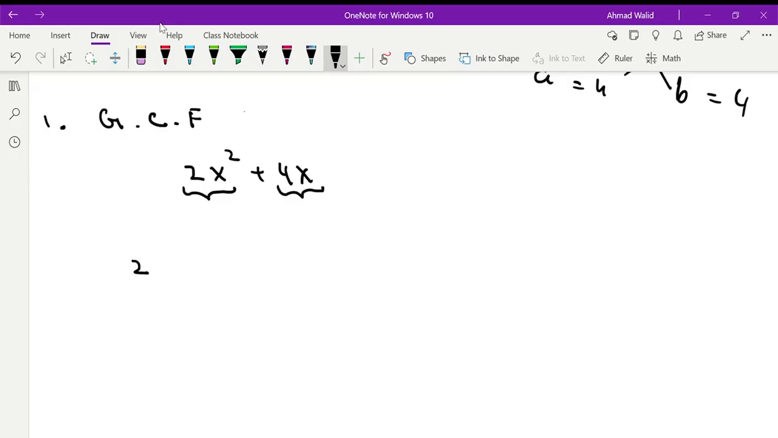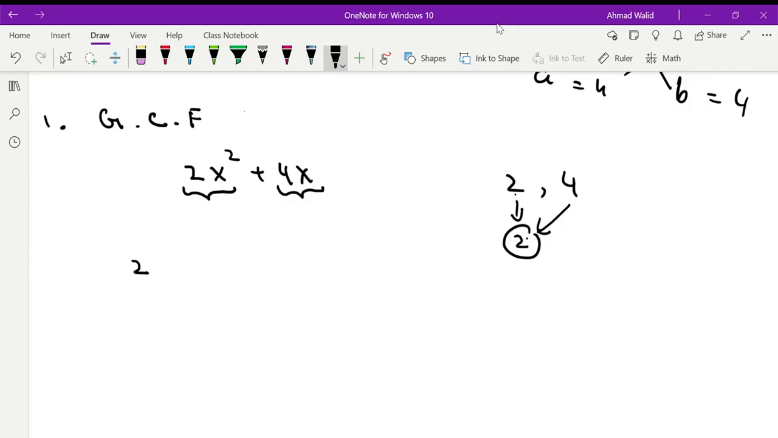Greatest common factor means the highest or the biggest number that the given numbers can be divided by. Remember this. You're looking for the biggest number that the given numbers can be divided by. Correct? Between 2 and 4, of course, the highest number is 2 because 2 can be divided by 2 and also 4 can be divided by 2. That's why you take 2 as a common. We call it factor out 2 or take 2 as a common.